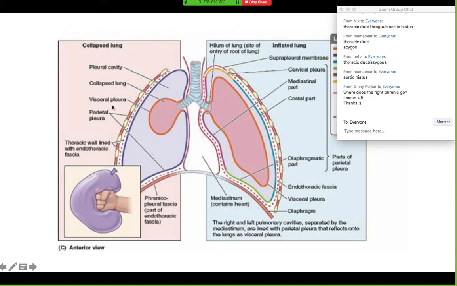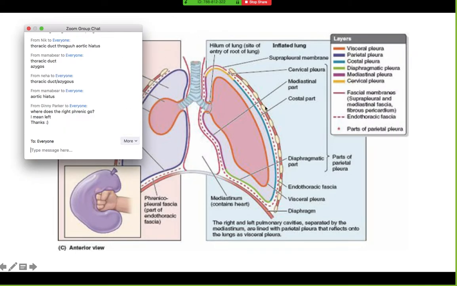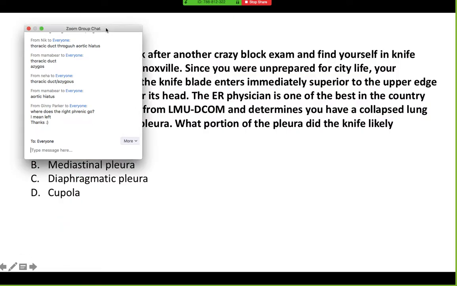Okay, nice picture out of Dr. Hermes' slides. Again, just showing you where the different types of pleura are. Okay.